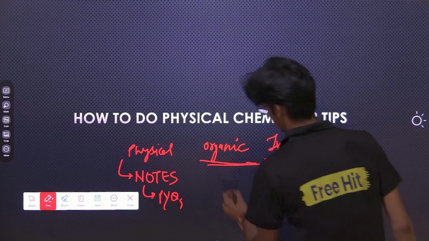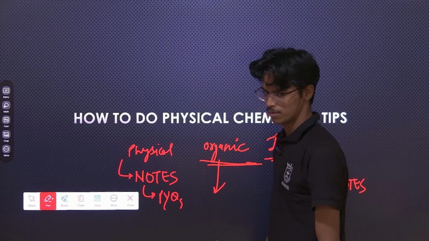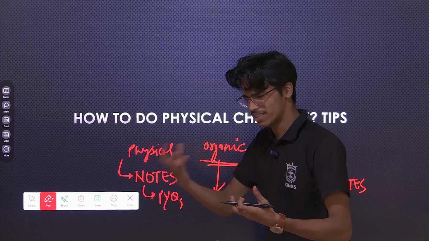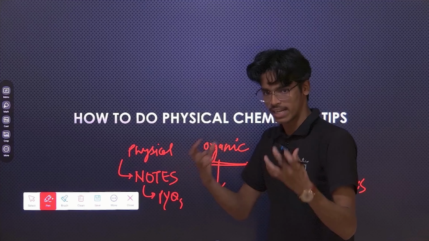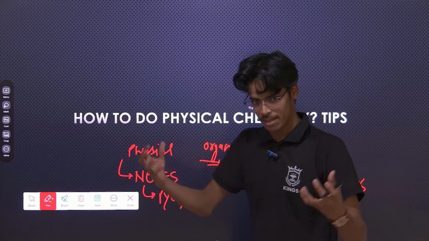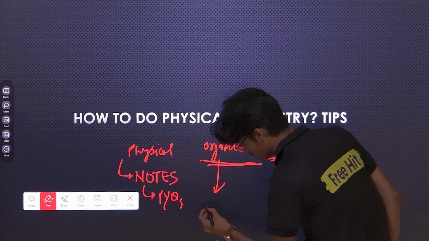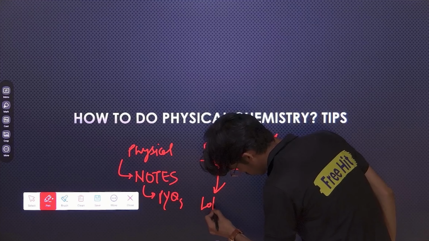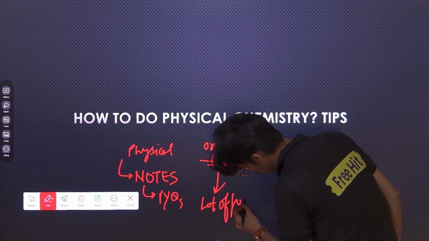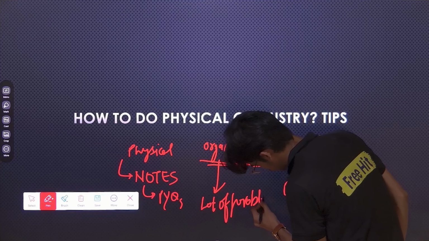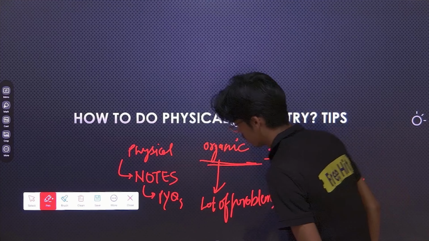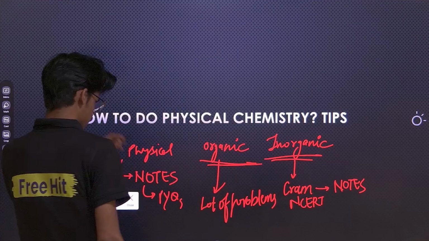Organic is somewhat a mix of physical chemistry and inorganic. The tactics of physical chemistry and inorganic are mixed in organic. So here you have to go through a lot of problems, and you have to understand the equations and the reactions. Now let's go into detail about physical chemistry.